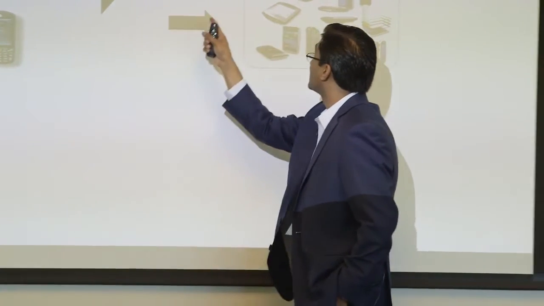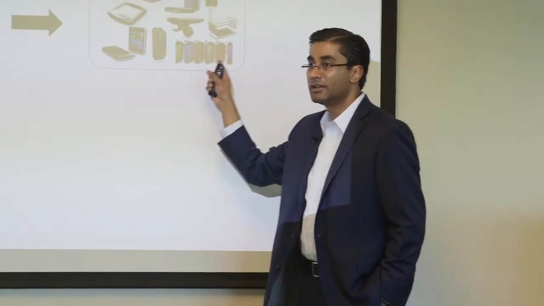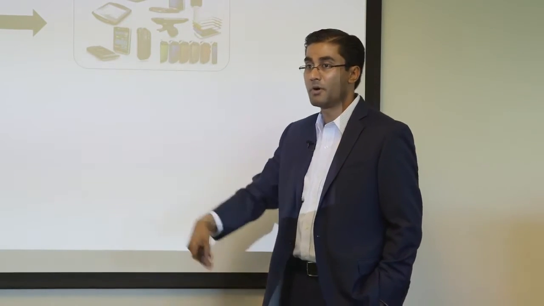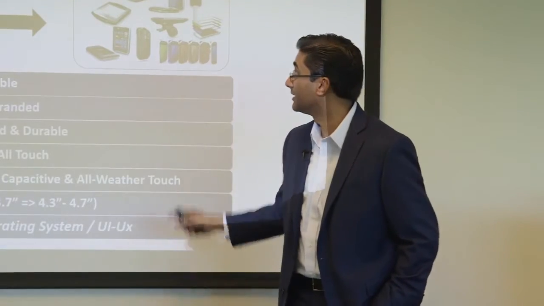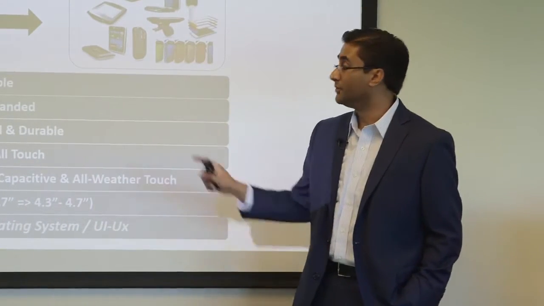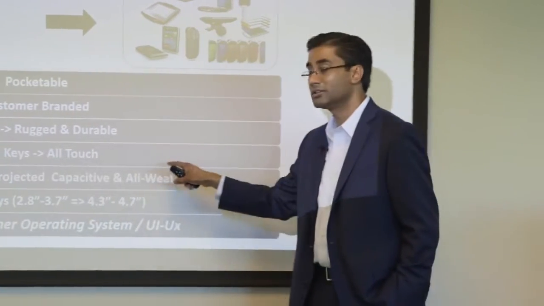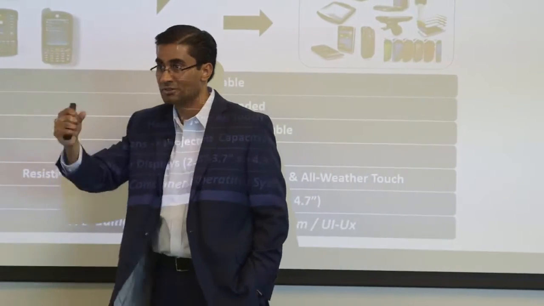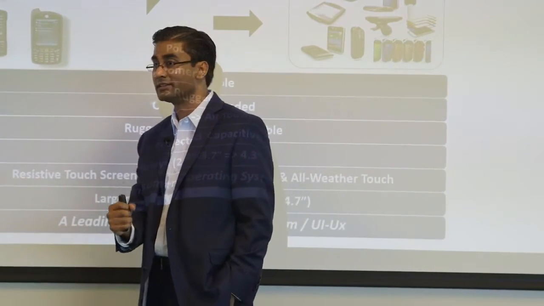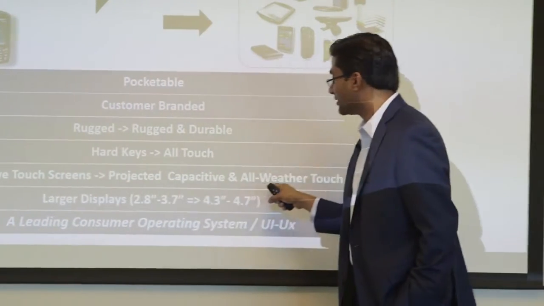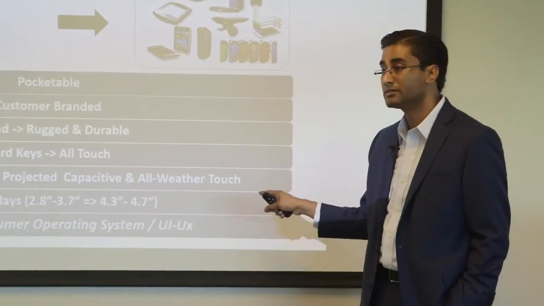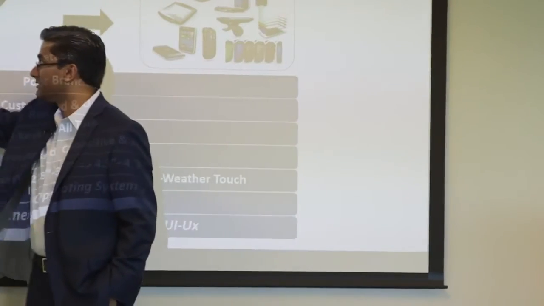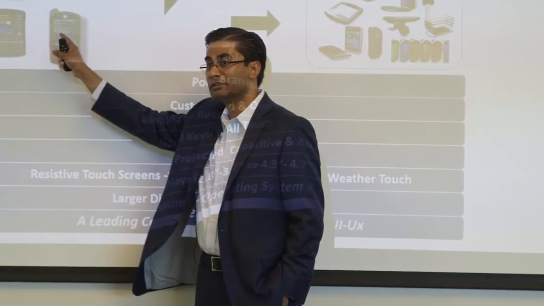But then, you notice that more and more of our devices have moved to a more consumer-type design. There is no physical key on it. They are pocketable, you can put them in your pocket, and they can be customer branded. We have moved away from hard keys to all touch keys. We have gone from resistive touchscreens, where you could use a stylus and literally poke the screen and it still wouldn't work, all the way across to capacitive and all-weather touch devices. And by the way, larger displays. If you remember, these devices used to have 2.8-inch screens, right?